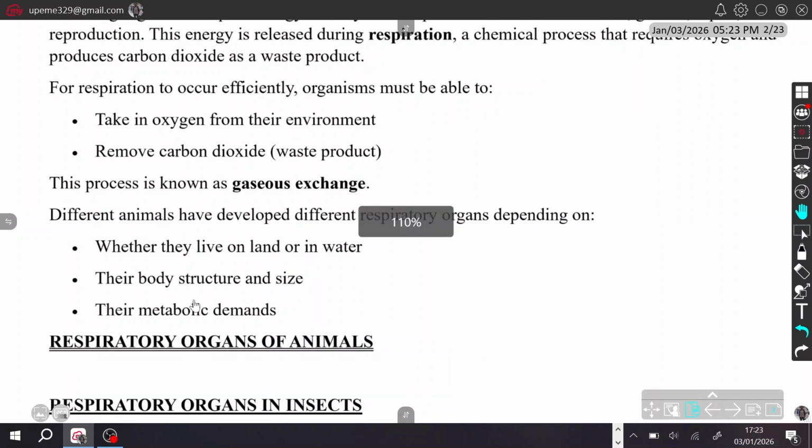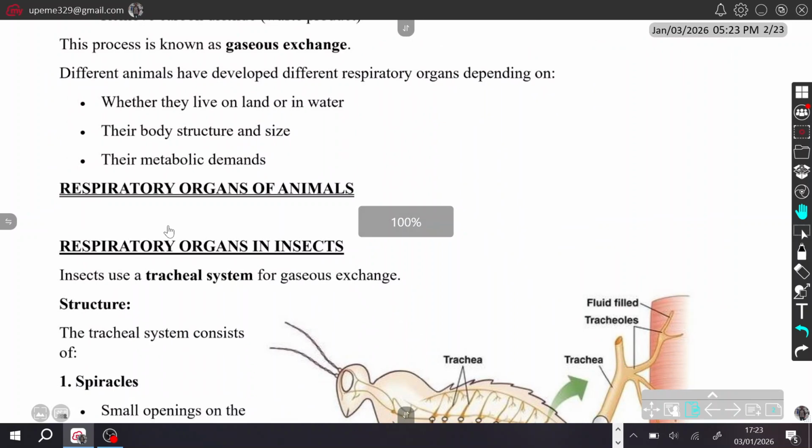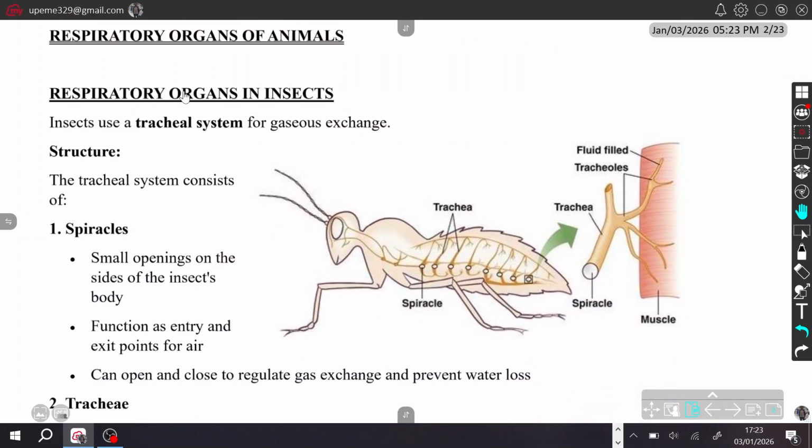Now, let's talk about the respiratory organs of animals. As the notes are flowing, they are flowing according to the biology syllabus for grade 12 and GCE. So from there we move on to respiratory organs of animals. Here we are going to look at which organs are involved in respiration or the respiratory system.